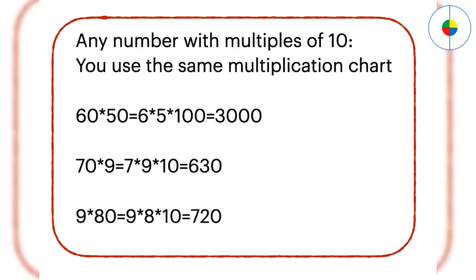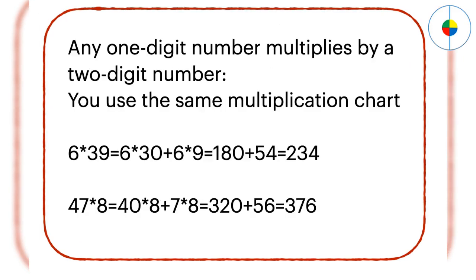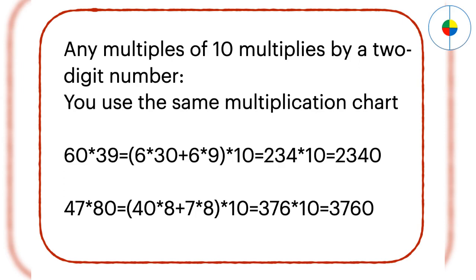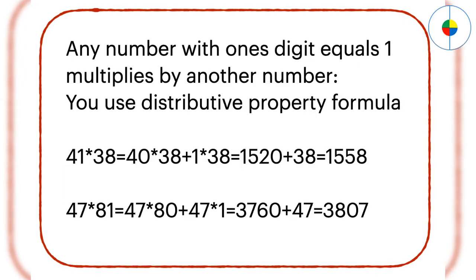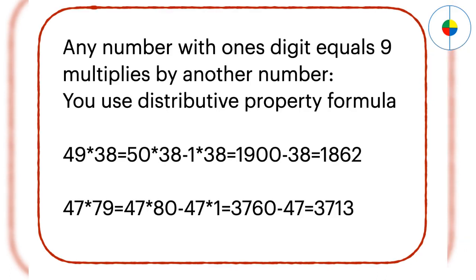When a number is a multiple of 10, it's much easier to calculate, even for multiplying two-digit by two-digit numbers. By using the distributive property formula, it's not hard to multiply one-digit by two-digit numbers. You may need some practice. If one of the two-digit numbers is a multiple of 10, it's basically the same as multiplying one digit by two-digit numbers. When the one digit for a number is 1, you can use the distributive property formula for faster calculation. When the one digit for a number is 9, you can use the distributive property formula for faster calculation. With some practice, this should be an easy task.